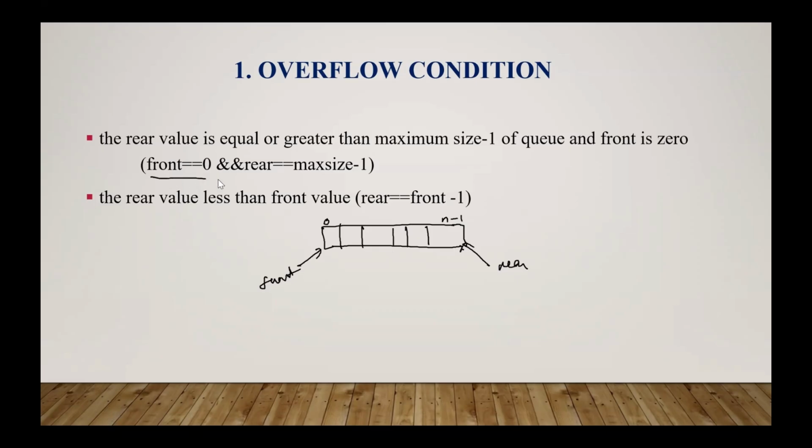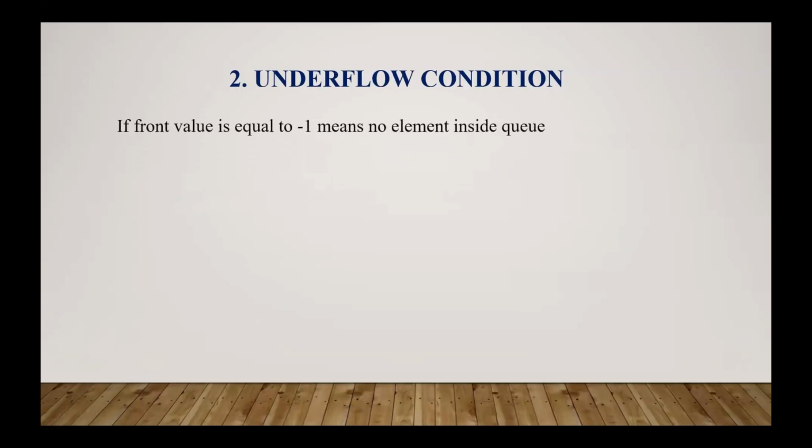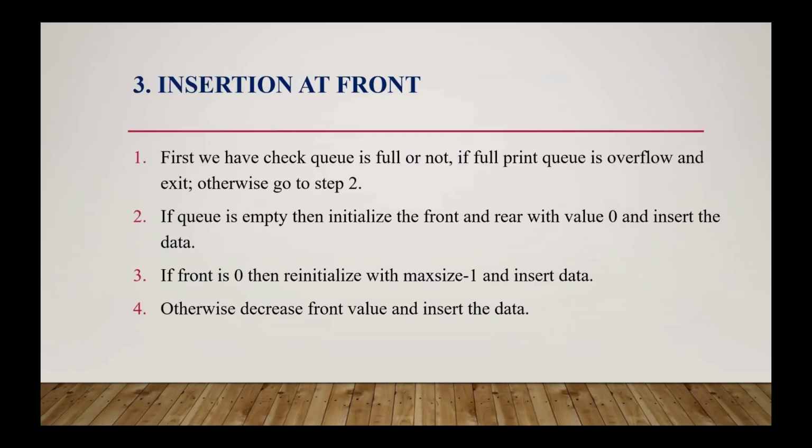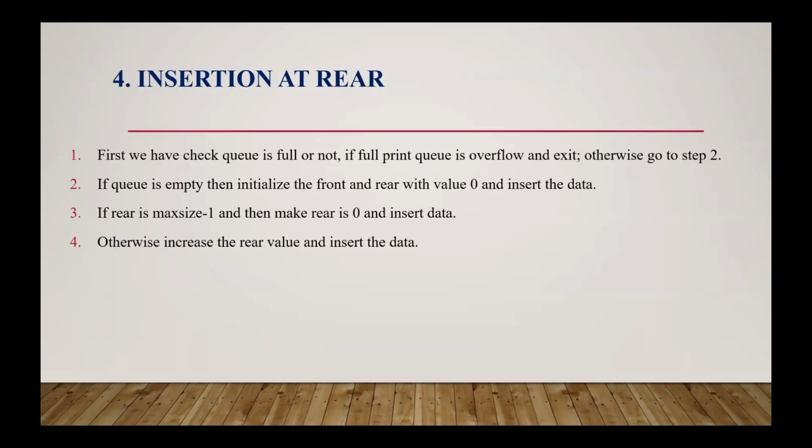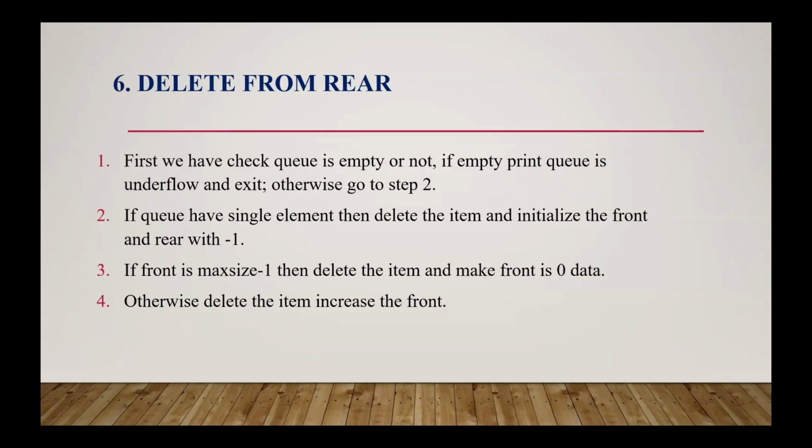So the first condition: if front equals 0 and rear equals max minus 1, it means the queue already holds 10, 20, 30, 40, 50, 60, with front pointing to the first element and rear pointing to the maximum minus 1. Underflow means if the front value equals -1, then we say it is an underflow condition. So this is the algorithm for insert into front end, back end, and deletion from rear.